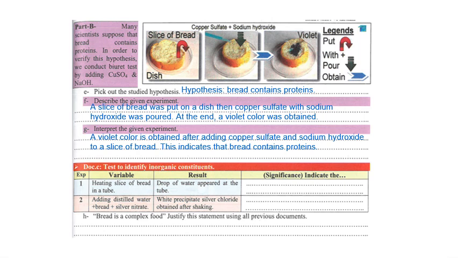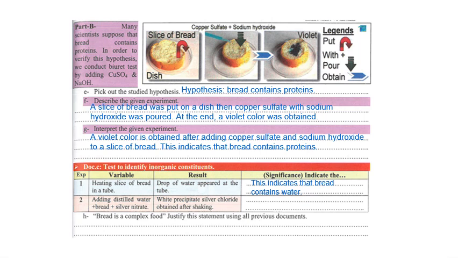Now, tests to identify inorganic constituents. We have the variable first: heating a slice of bread in a tube. Result: a drop of water appeared at the tube. When drops of water appear on the walls of the tube, this means that this food, here bread, contains water. So we say this indicates that the bread contains water.